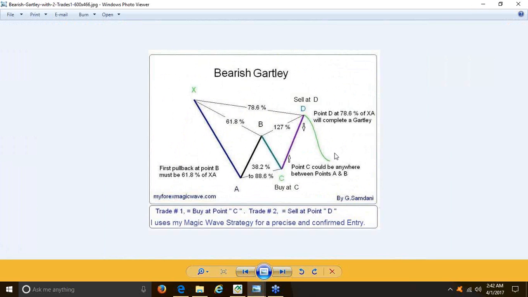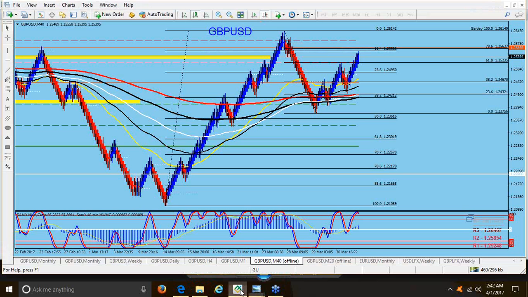Okay, watch this pair now. This is X, this is A. Then the first pullback exactly at 61%. Then we came down for point C. This is the fib. Okay, we want to keep this fib. So this point C is 23.6%, and then it is going for touching 78.6%. Very, very close, right?